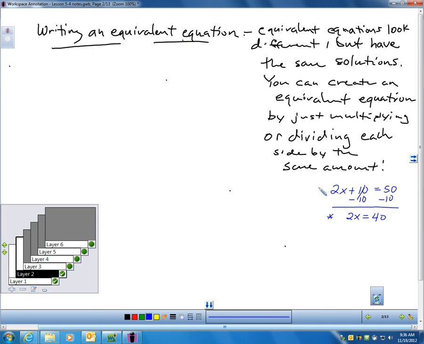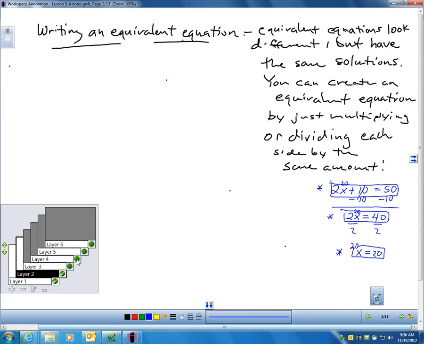Now put a little star next to this. This equation is equivalent to that one. And then you'd divide each side by 2, and you'd get x equals 20. Well, this equation is equivalent to the other two. Now remember, equivalent means this. If you plug in 20 here, this is a true statement. If you plug in 20 here, 2 times 20 is 40. That's a true statement. If you plug in 20 here, 2 times 20 is 40 plus 10 is 50. Equivalent equations mean, even though they look different, the same value for x will solve or be a solution to each one. Every one of these equations are equivalent.